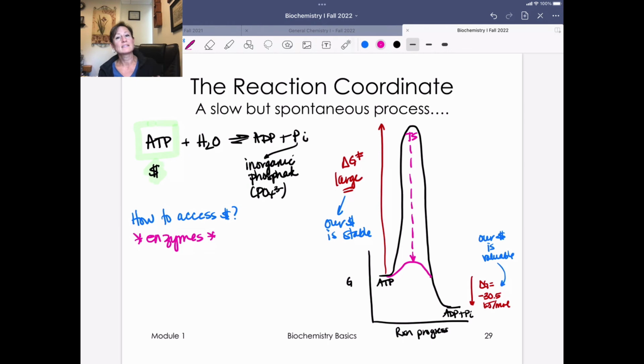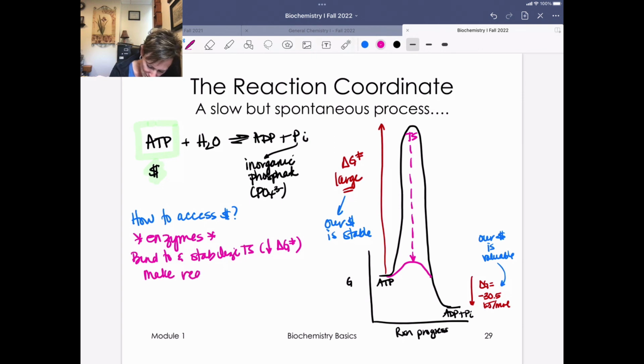So here's how enzymes work. Enzymes will bind to and stabilize the transition state, and they will thus decrease delta G double dagger and make our reaction faster. So enzymes bind to and stabilize the transition state, and in doing so, they decrease our delta G double dagger. When we make that delta G double dagger smaller, this is going to make our reaction faster.